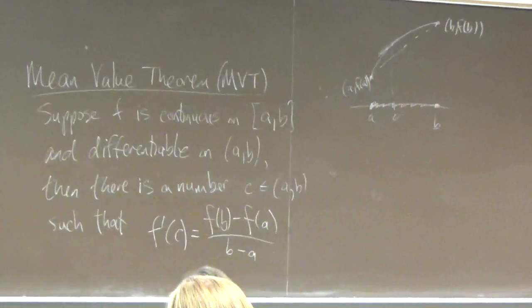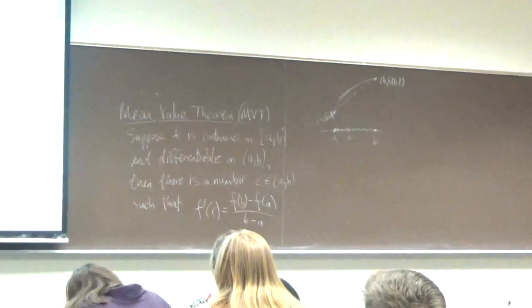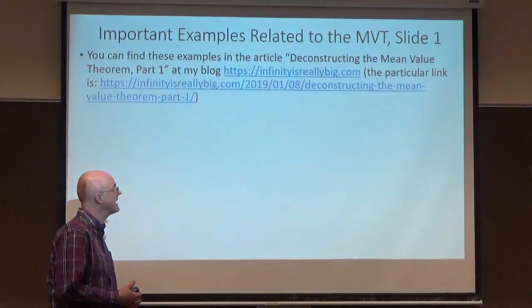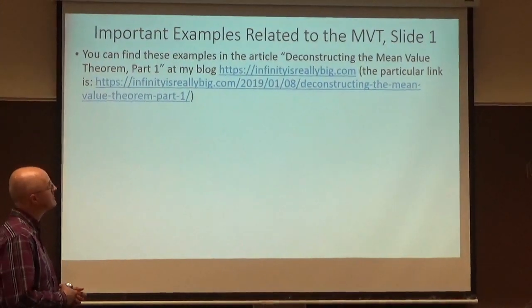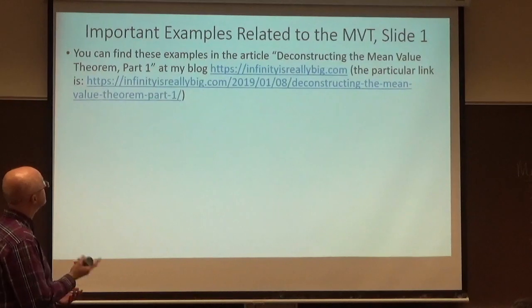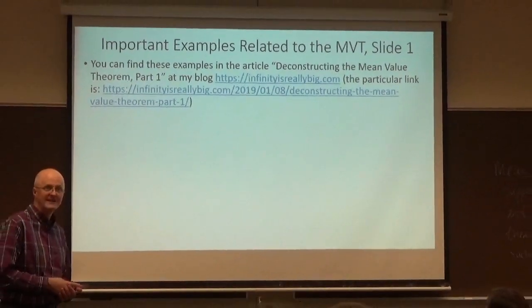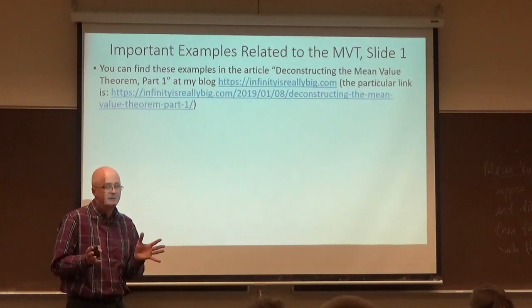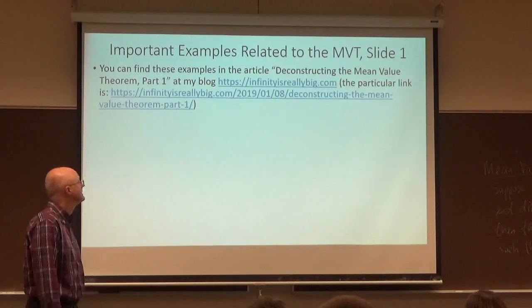These examples that I want to talk about pretty quickly can also be found in my blog. There's a link to a blog post I made back in January of 2019, infinityisreallybig.com. It's called Deconstructing the Mean Value Theorem Part 1. It's got a lot of extra theoretical stuff in it as well, but these examples are there, and it's the examples we want to focus on.